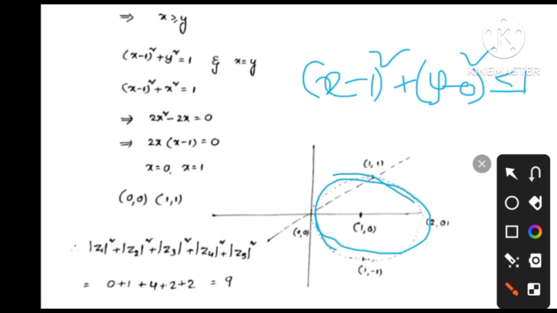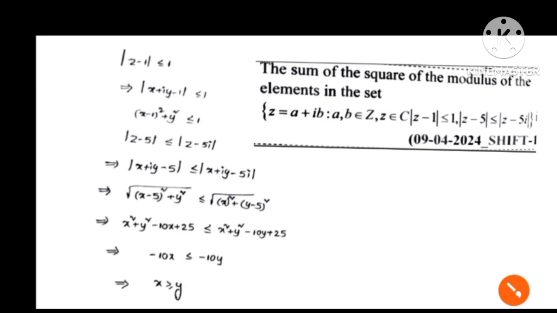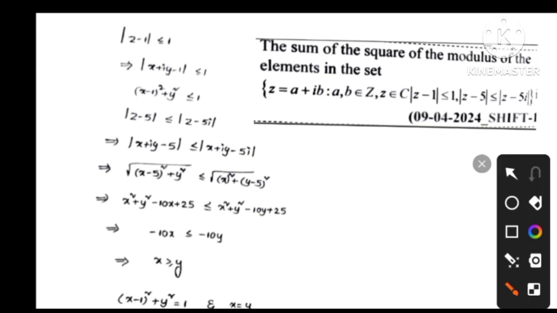Equal to 1 means that represents the circle. Less than 1 means we have to take all the elements inside of the circle. Less than means we are taking all the elements inside of the circle. Okay, so finally after the simplification of the first condition, you will get the equation of the circle.